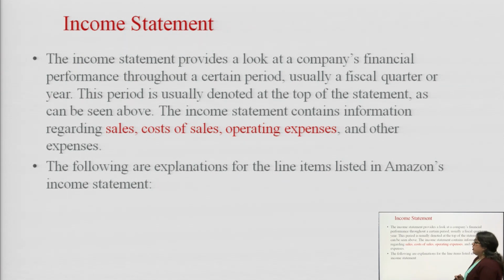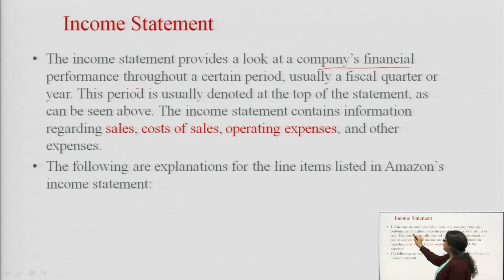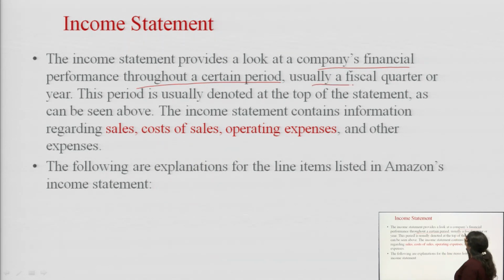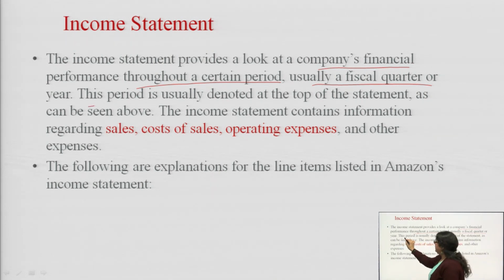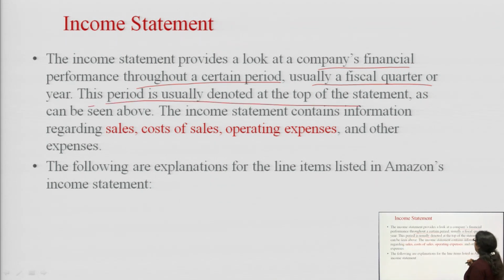Once we are talking about the income statement, which I have just shown you before this slide, that income statement provides a look at the company's financial performance throughout a certain period. Why a certain period? Because it means you are considering it for 1 year, not more than 1 year. Every year you are supposed to prepare the balance sheet at the end of the financial year, that is 31st March. So it is a duration of 12 months, from 1st April to 31st March. Usually a fiscal quarter or a year, this period is denoted on the top of the statement.